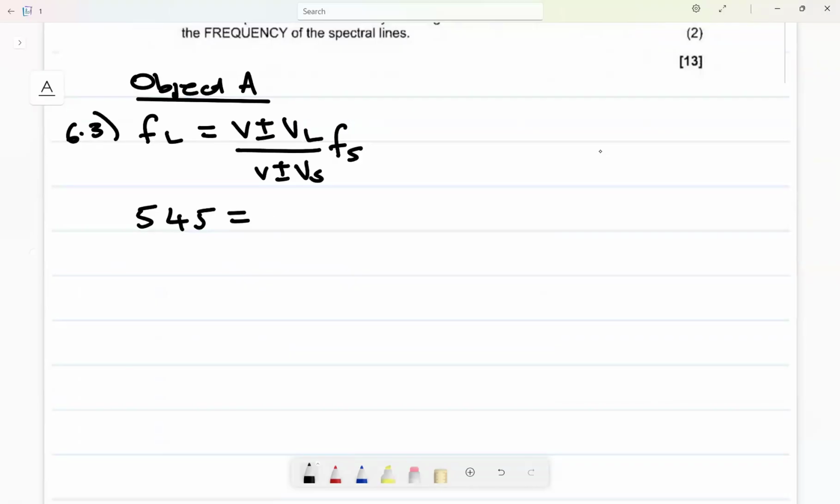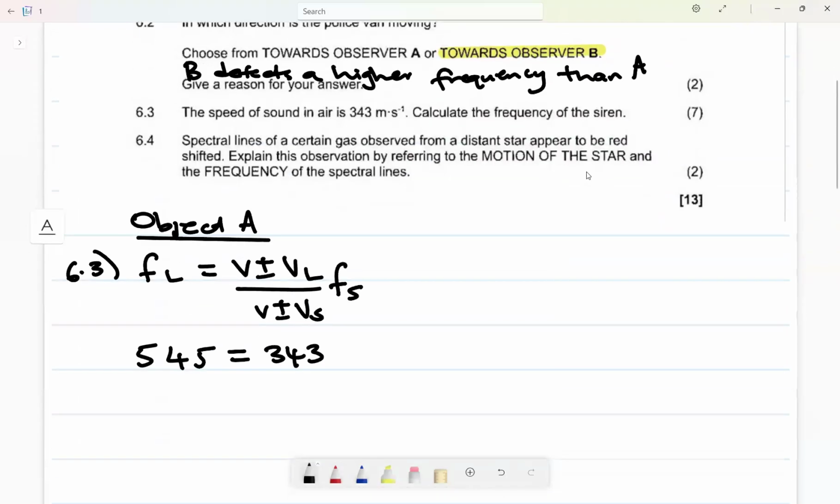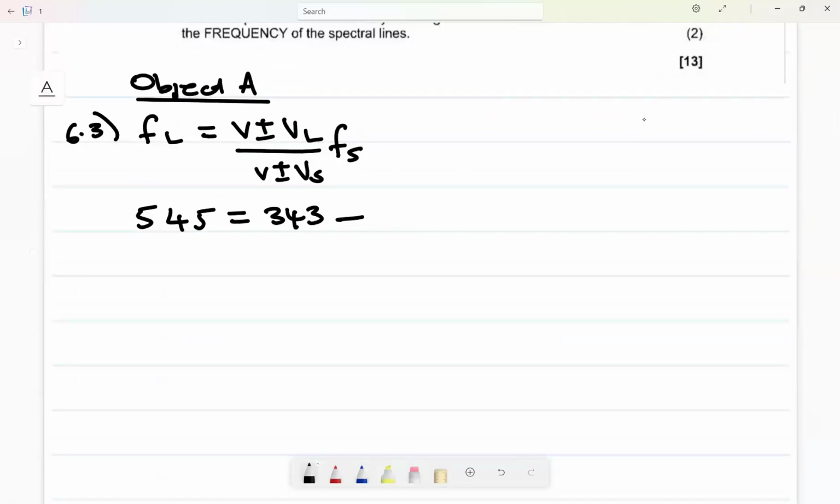545 hertz, it is equal to V. V is constant, 343, minus, because it is moving away from it again. Velocity of the listener, it is stationary. What is moving is the siren. Therefore, 343 plus Vs. We also don't know the speed of the van, the police van. Multiply by frequency of that one.